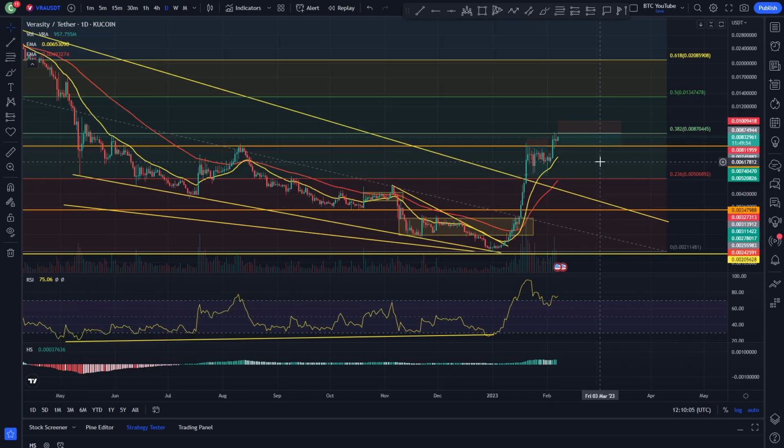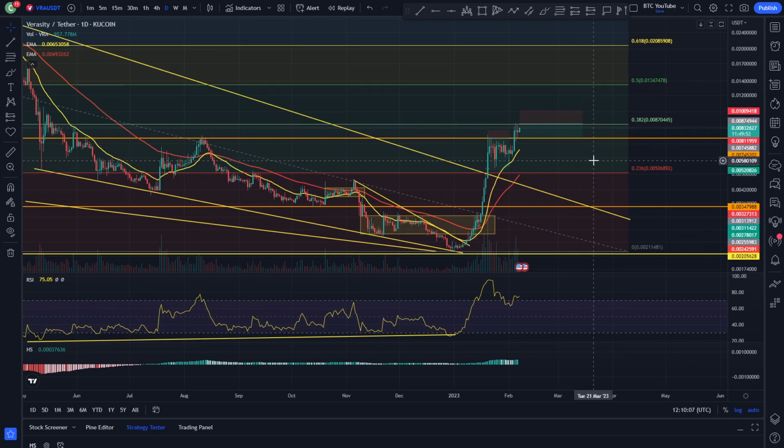Verasity is looking like it's doing what it needs to do, breaking out of bear market resistances and stuff. So it's interesting to see a little bit of bullishness in the market after such a long period of time heading down and down and down. So let's see what happens next.